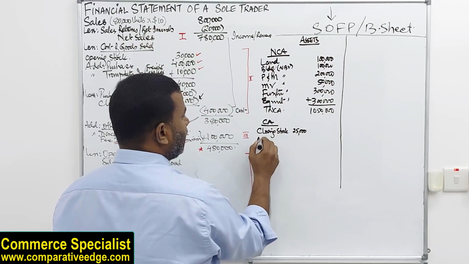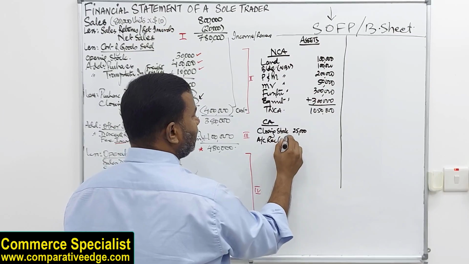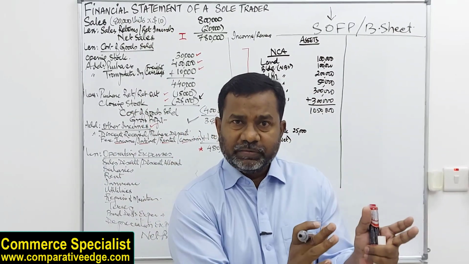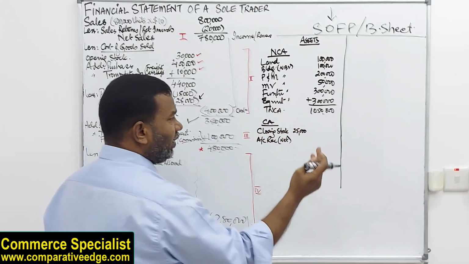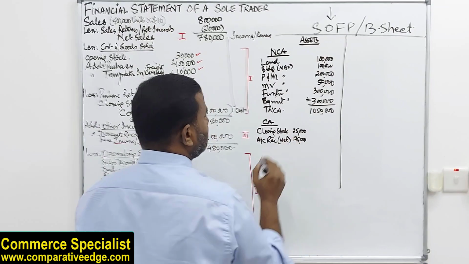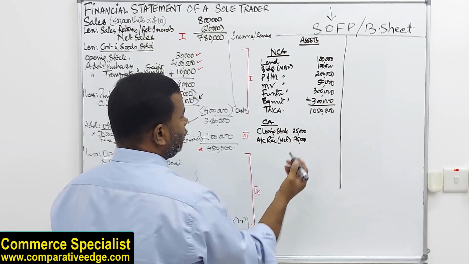Then I'm talking about accounts receivable. And again, I'm taking it as a net. That means your total receivable minus your bad debts. So total receivable less accumulated bad debts or provision for bad debts, I'm taking it as 175,000. Okay, this is just a guess. I'm using an amount just to show you.